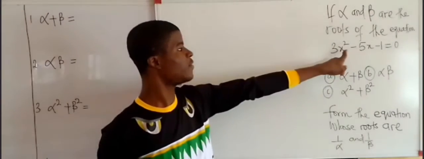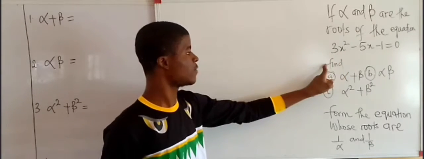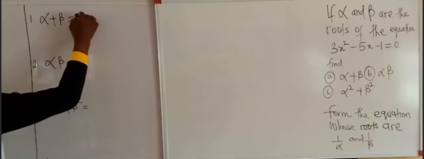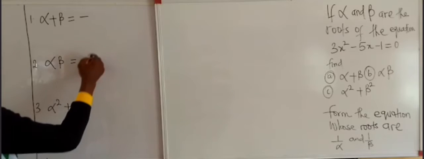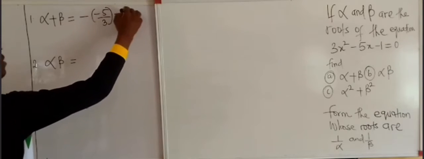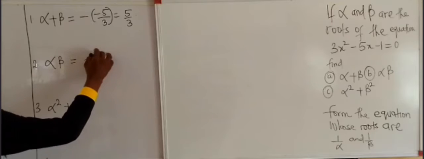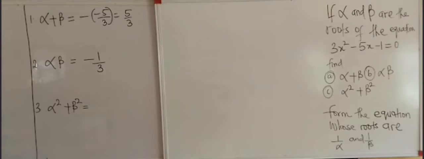Now, I am given this equation, 3x squared minus 5x minus 1 is equal to 0. I'm asked to find alpha plus beta. Now, alpha plus beta, like we have said, is equal to minus b over a. Now what's b? b is minus 5. I have minus of minus 5 over a, which is 3. This is equal to 5 over 3. So this is alpha plus beta. What's alpha beta? That's c over a. c is minus 1, so this is minus 1 over a, which is 3.